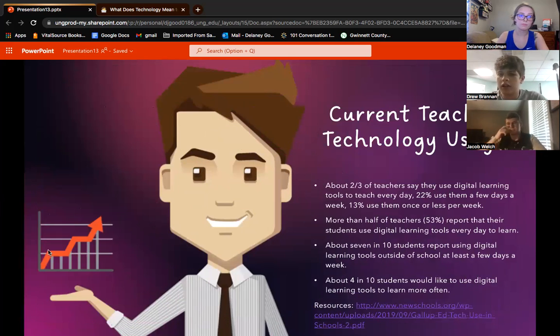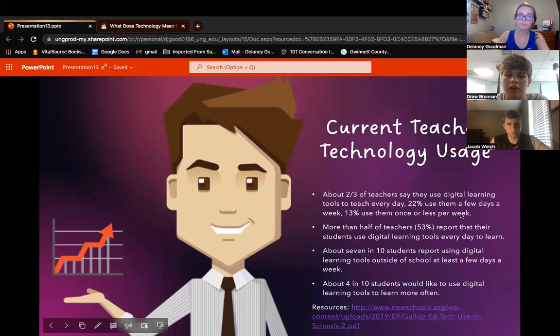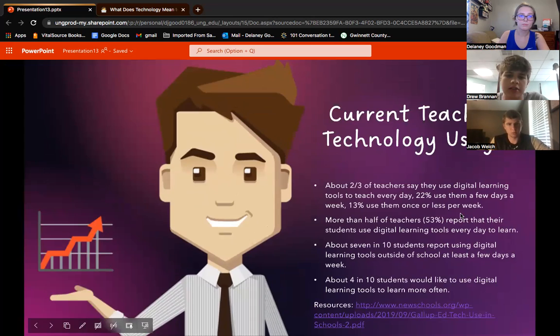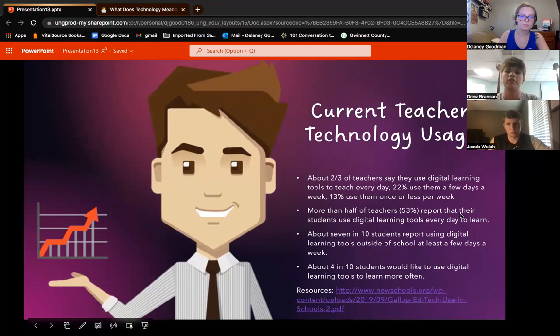Okay, so current teachers' technology usage. Here we've listed some facts on basically the data of the rising technology in classes. It says 2/3 of teachers say that they use technology every day, and then a lesser percentage, 22%, use it a few times a week, and only 13% use it once or less per week.